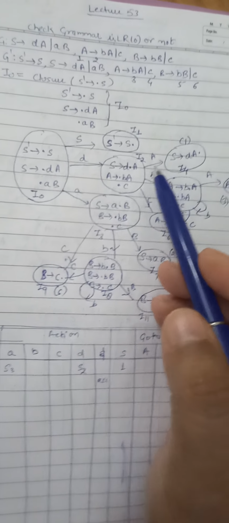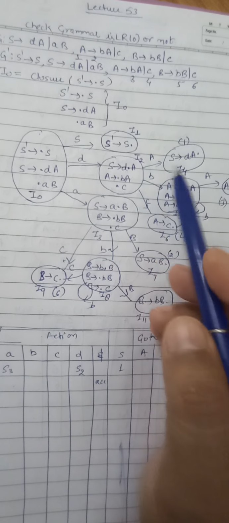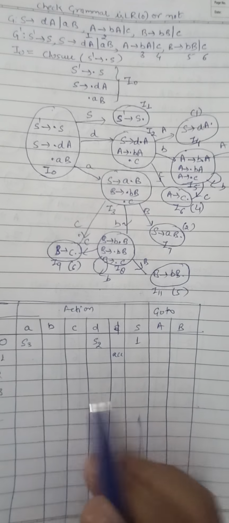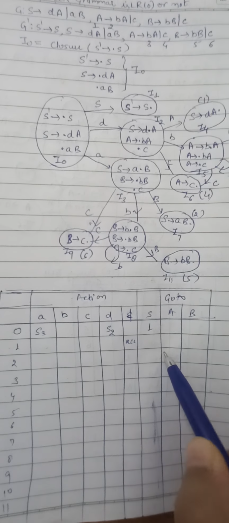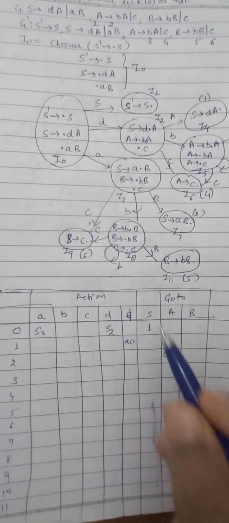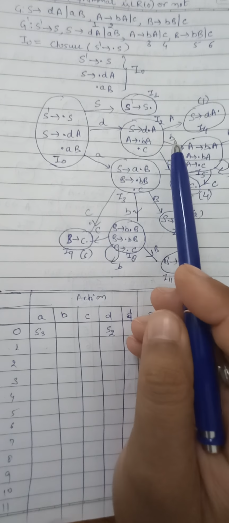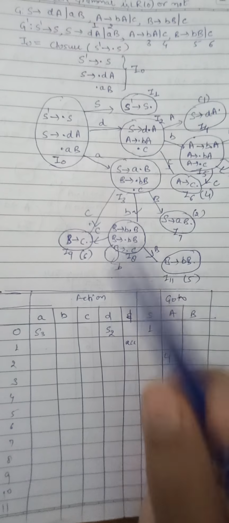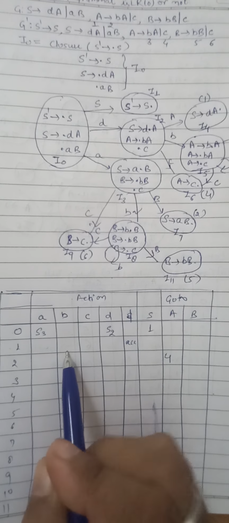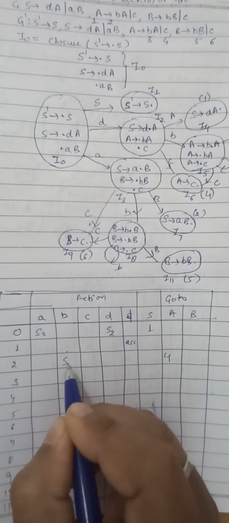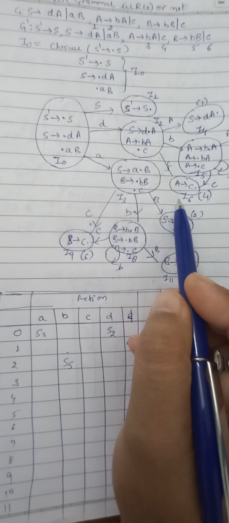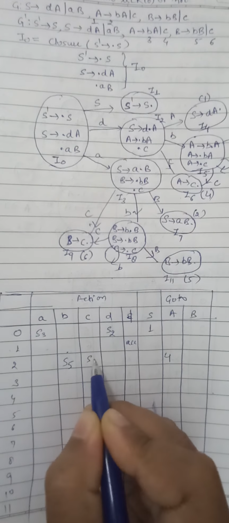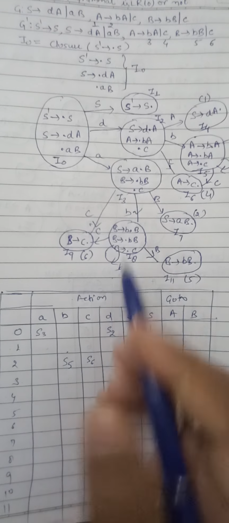Fine. And after that we will see where I2 is heading. For the A variable it is heading to I4, so at 2 we will write 4 under A. And from I2 for B it is heading to I5, so for B we will write S5. And for C, I6, so we will write S6.